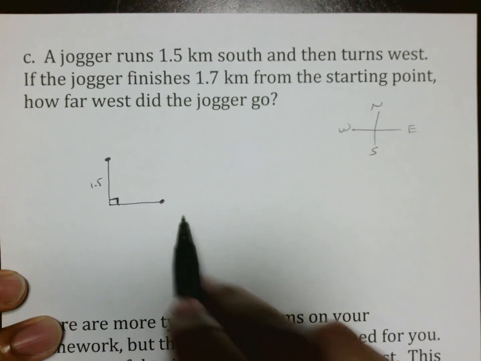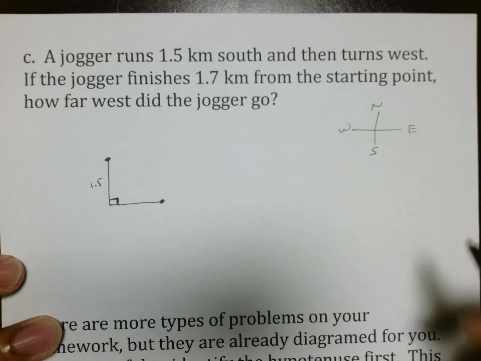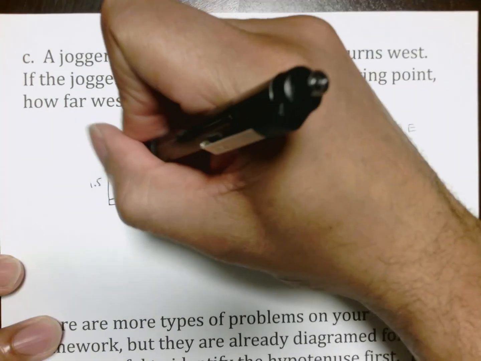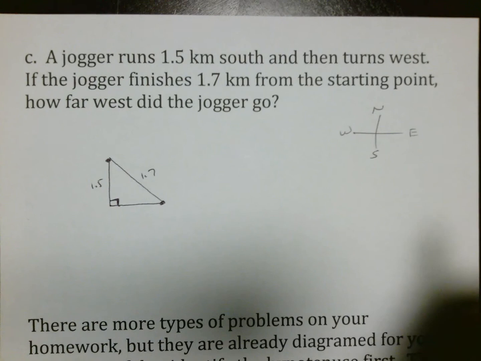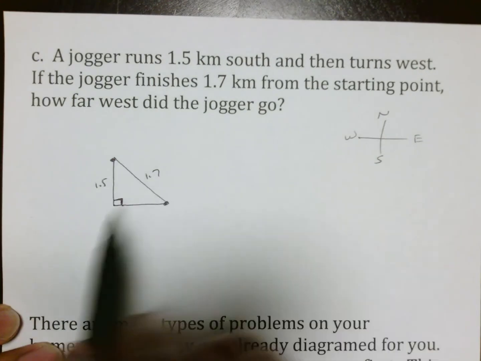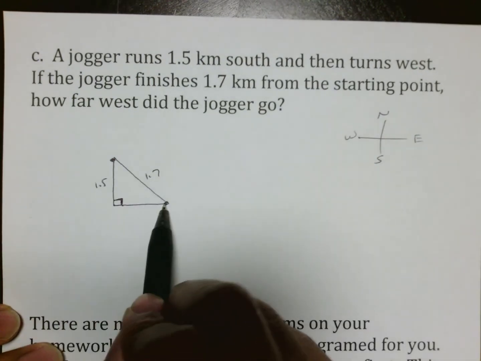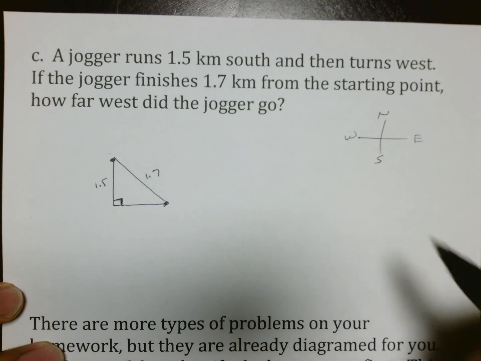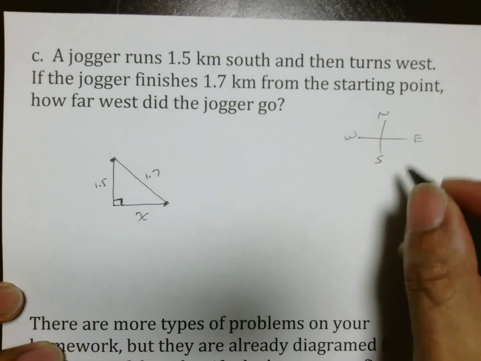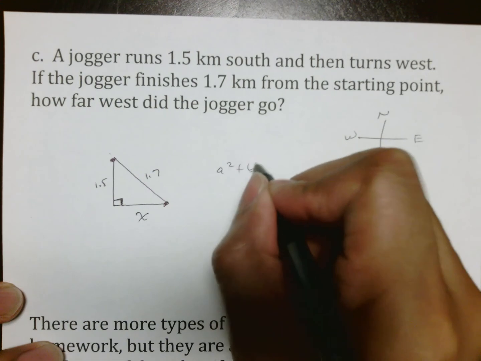But it said that they finished 1.7. Notice they didn't tell me how far the jogger went west, but they said that they finished 1.7 kilometers from the starting point, and that's what that means. Again, they went 1.5 kilometers south. They went west some distance, but where they stopped, they were 1.7 kilometers from the starting point. And so again, that's where we now put x here, and we use our a squared plus b squared equals c squared.